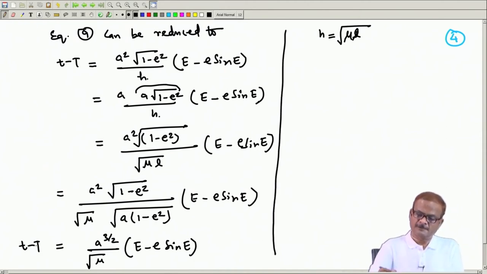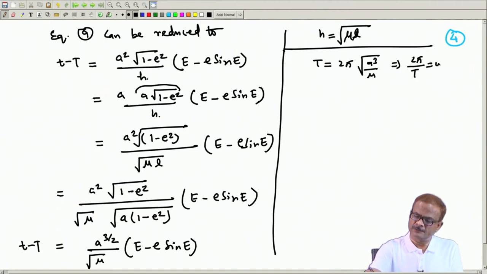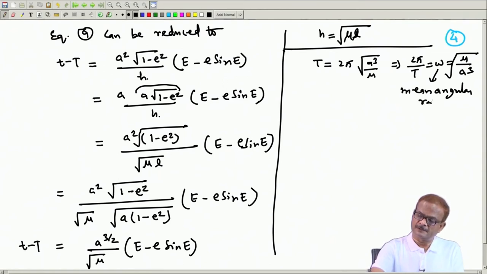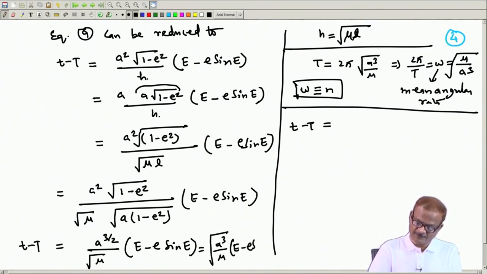This is T minus T, and we use another relationship. We know that the time period is 2 pi by a cube by mu under root, we have already derived it. Rewriting it, 2 pi by T equal to omega, this becomes mu by a cube under root. This omega is nothing but the mean angular rate, and it is customary to write this omega as n. This symbol is used, and therefore, if we use this, T minus T gets reduced to a cube by mu under root, E minus e sin E. This equation we are using.